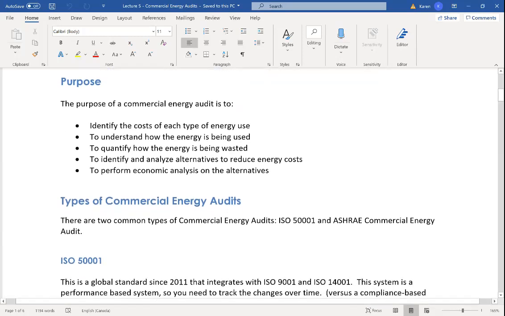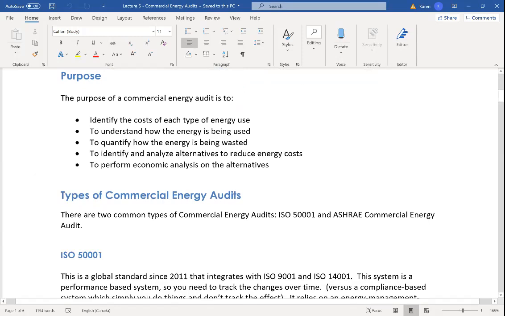But it has much the purpose of a residential energy audit. You identify the costs of the energy use, then you have to understand how the energy is being used. You want to see where it's wasted. That helps you identify alternatives to reducing energy costs. So we call those energy management opportunities. And then we perform an economic analysis on the alternatives.